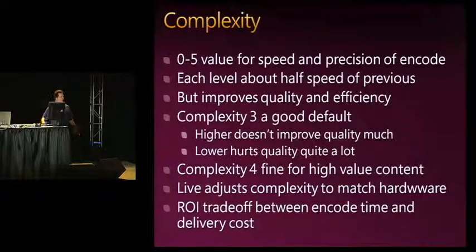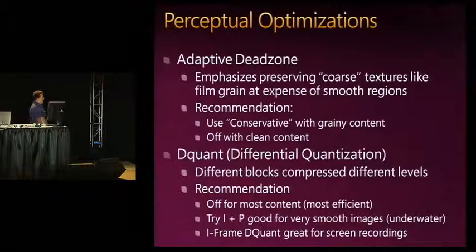In the live mode, the complexity actually is varied in real time to match what your hardware is. You don't have to specify it. It just happens dynamically. It's one of those things you trade off in cost between spending more time in the encode, letting you save money on bandwidth. So typically, the more times the clip's going to get watched, the higher complexity you're going to use on the encode, because that lets you save a lot of money on bandwidth.